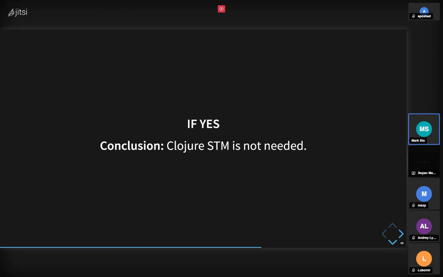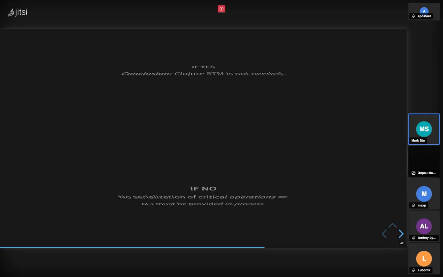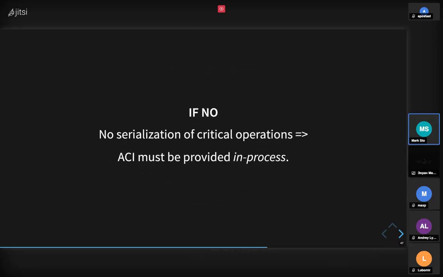Okay. What if yes? Atomic consistency (AC) for critical operations is achieved via serial execution. For these operations, within the unit of serialization, concurrent writing de facto does not exist. So the coordination mechanism is not needed. It makes sense to build a solution around serialization of execution of critical operations rather than around in-process mechanisms for coordinating concurrent writes. But what if no?